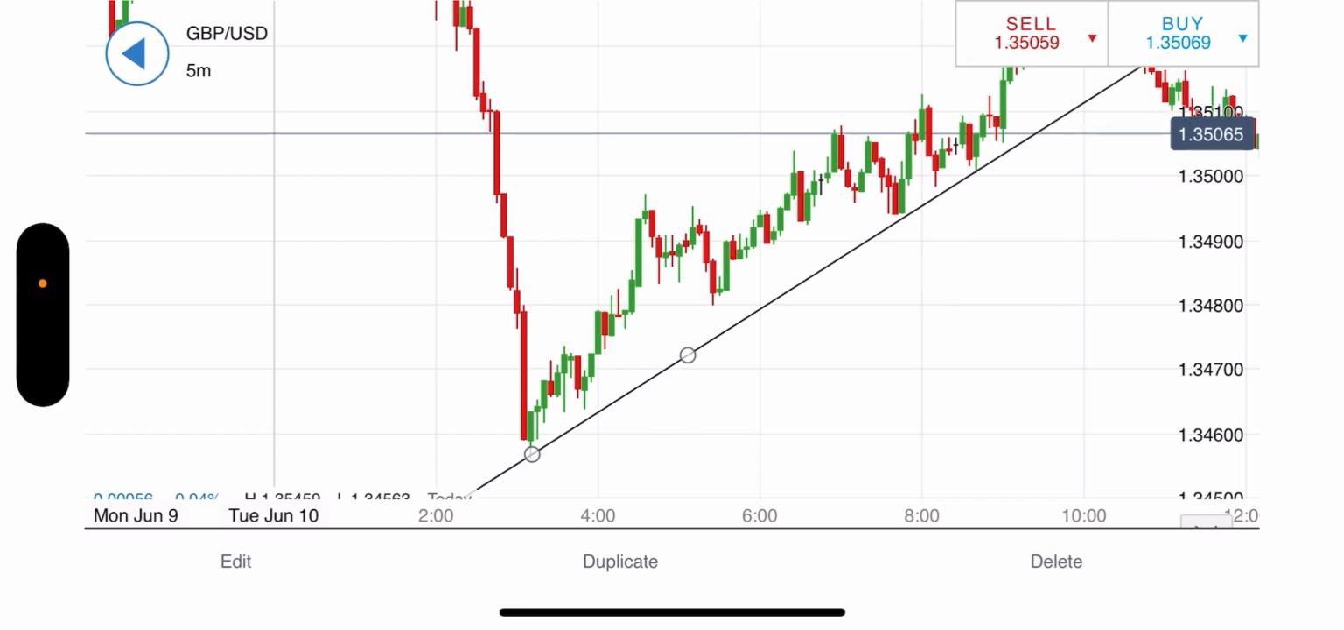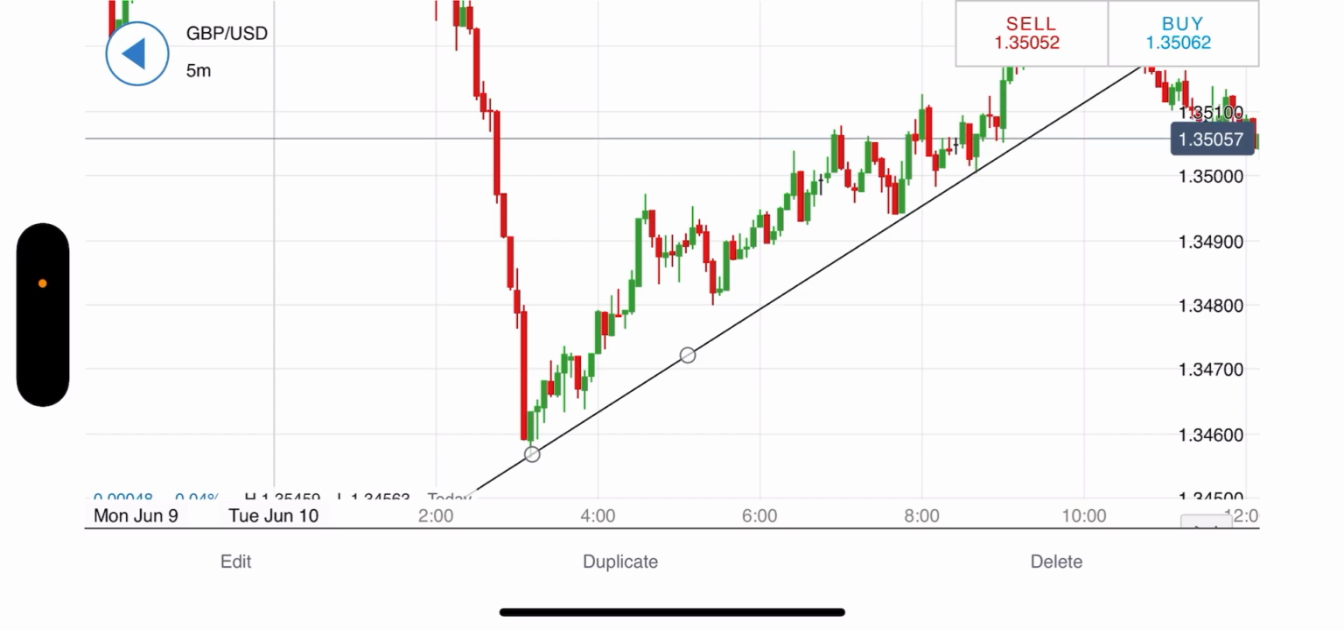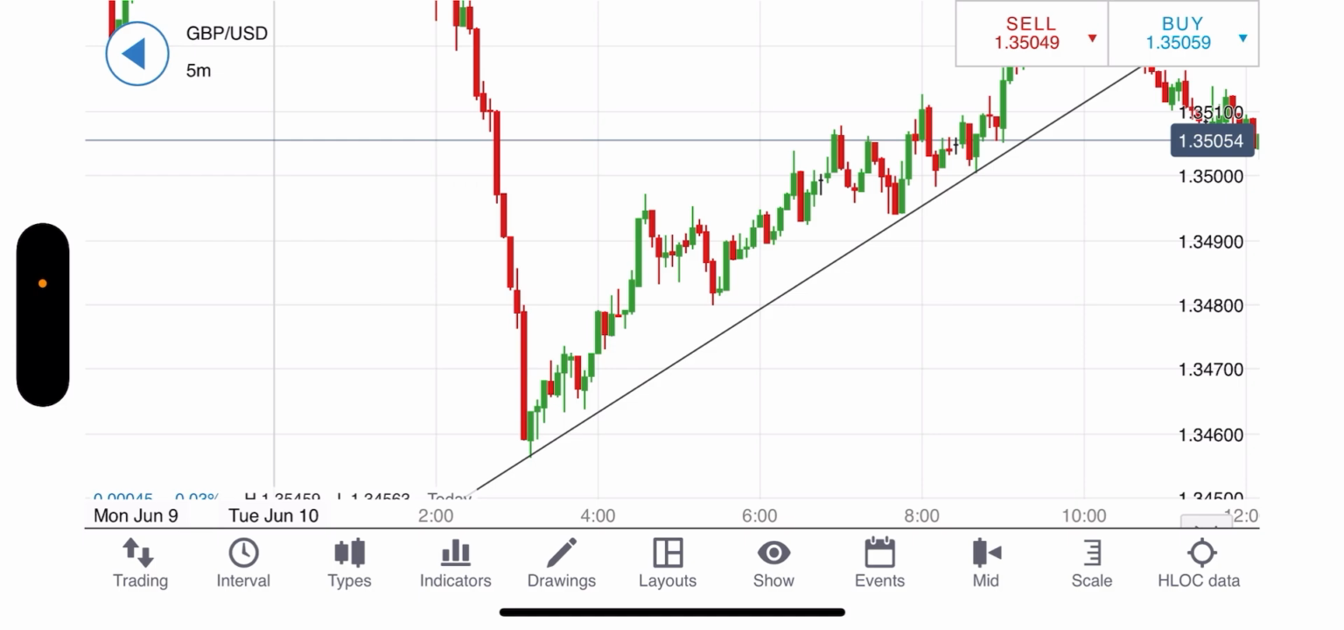So now we're looking for other points where this line has touched. Okay, and you can see that if I move this slightly, we've got a couple more points here that it has touched and not crossed, or just about touched and not crossed. So this is an uptrend. Quite clearly, this is an uptrend.